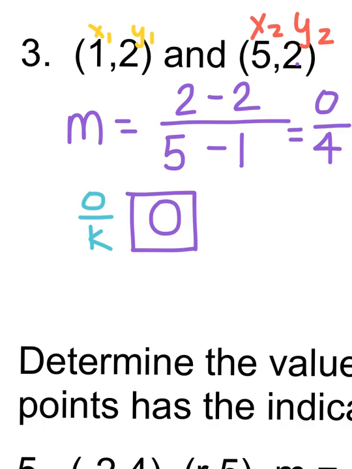Don't let the answer be the end of your thinking. Be thinking about, well, if it's a horizontal line, it has a slope of 0. So therefore, this 0 is a horizontal line.